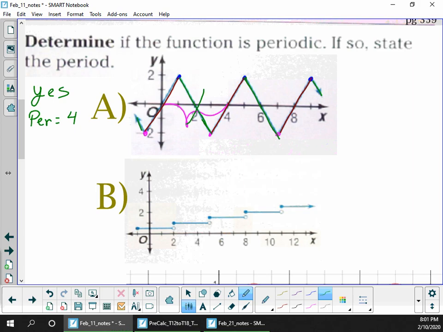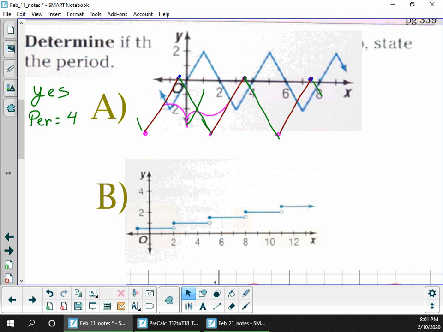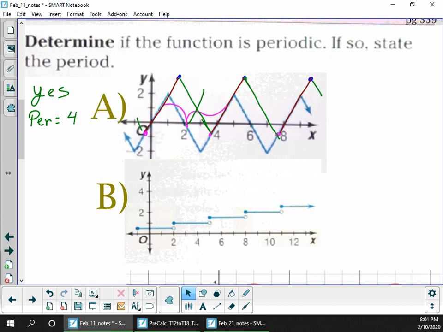When I'm at 1, ooh, everything just kind of went goofy.